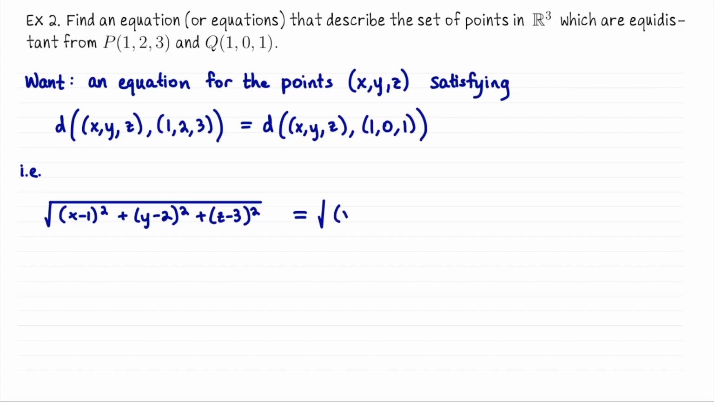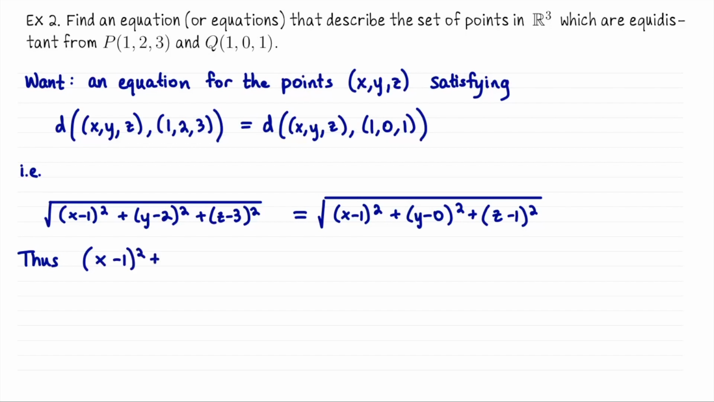So that's going to be the square root of x minus 1 squared plus y minus 0 squared plus z minus 1 squared. If these square roots are the same, then the radicands, or what we're taking the square root of, are also the same, so let's square both sides. And thus we have that the inside, so x minus 1 squared plus y minus 2 squared plus z minus 3 squared, must be equal to the inside on the right-hand side, so that's x minus 1 squared plus y squared plus z minus 1 squared.